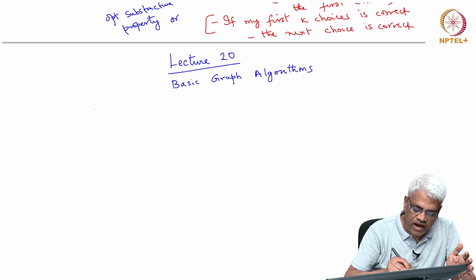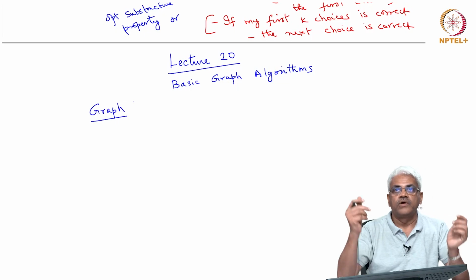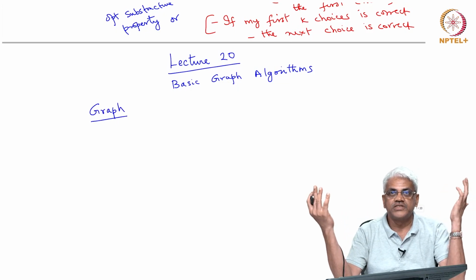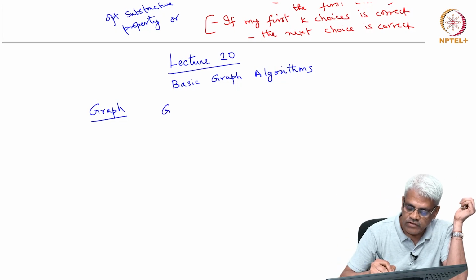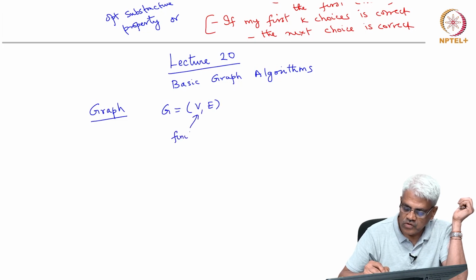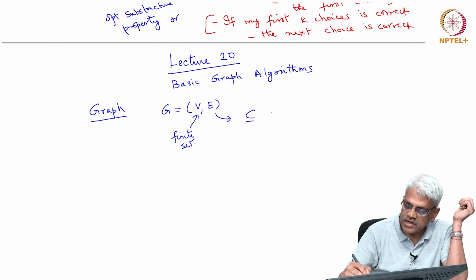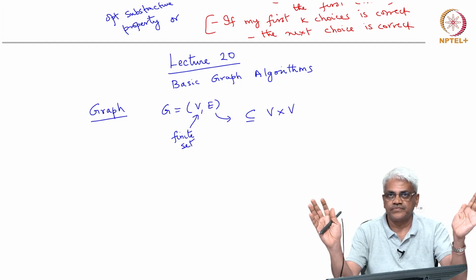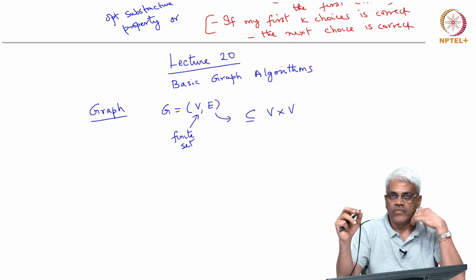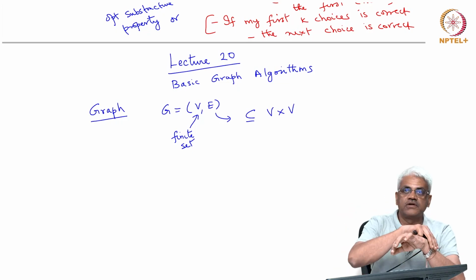So first thing, what is a graph? Everybody would draw a picture and say it's a graph. Well, formally it is a set of vertices and a set of edges. So V is some finite set, and E is contained in V cross V. It's a set of pairs of vertices. That's what a graph is.